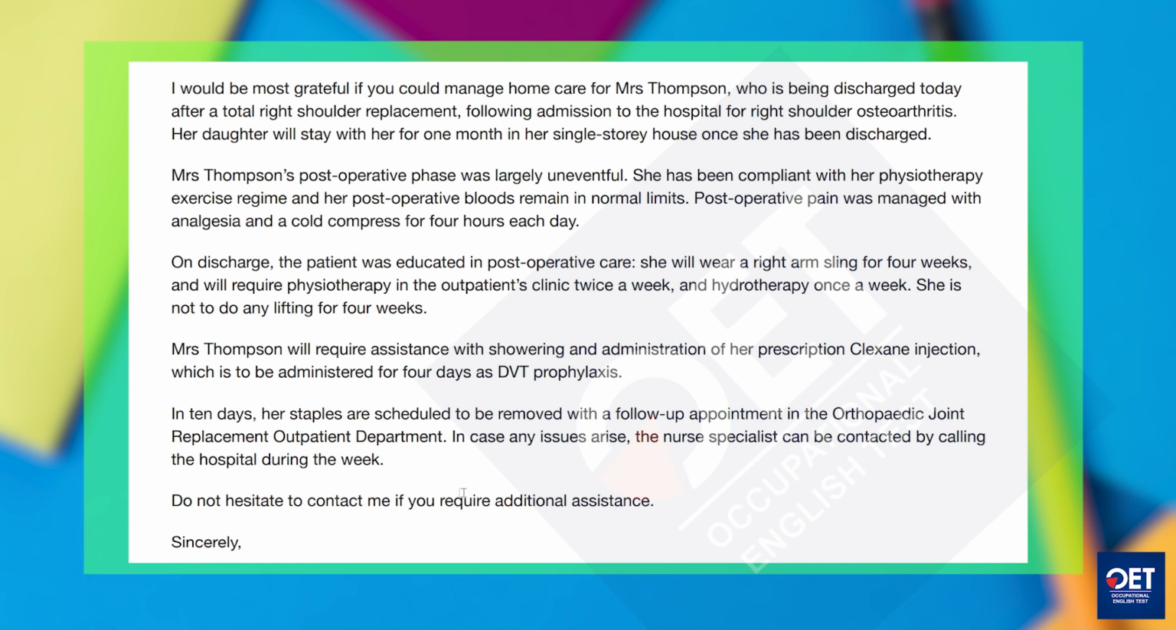Great. Then we need to write on discharge, the patient was educated in post-operative care: that she will wear a right arm sling for 4 weeks, and require physiotherapy and then hydrotherapy, and she is not to do any lifting for 4 weeks. Then we need to write what the patient requires. She requires assistance with showering, administration of a prescription and injection, and we need to write about her staples, which are scheduled to be removed, with a follow-up appointment in the orthopedic joint replacement outpatient department.